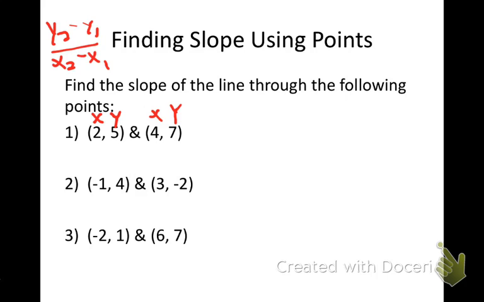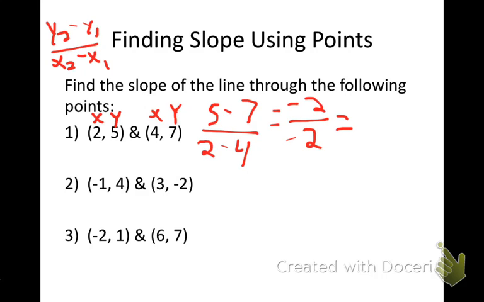Okay. So number 1 here, Troy, I think you were wanting to set it up. How would you set it up if I put it into my slope formula? 5 minus, ooh, he's going y1 minus y2. Okay. Over 2 minus 4. So 5 minus 7 equals what? 2 minus 4 gets me what? Well, I have negative 2 over negative 2, which is really just 1.